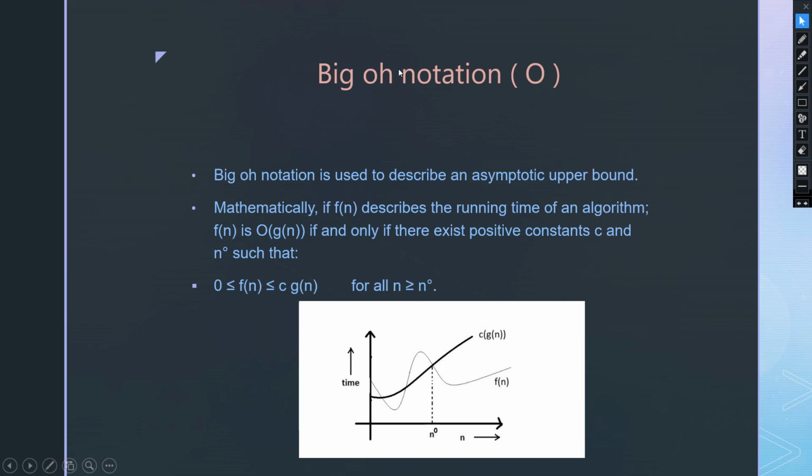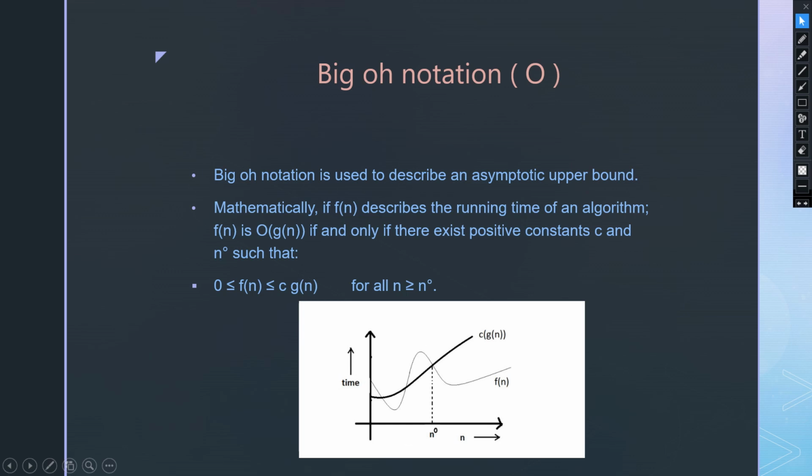Big O notation is used to describe the asymptotic upper bound. Mathematically, if f of n describes the runtime complexity of an algorithm, f of n is O of g of n if and only if there exist positive constants c and n naught such that 0 is less than or equal to f of n, which is less than or equal to c into g of n, for all n greater than or equal to n naught.